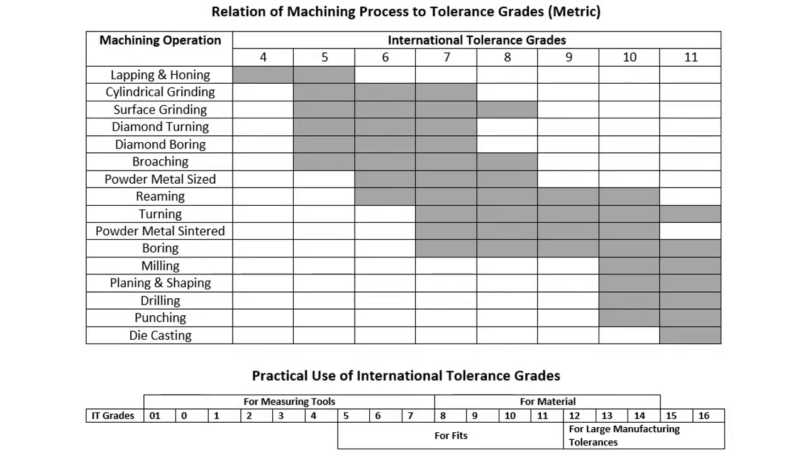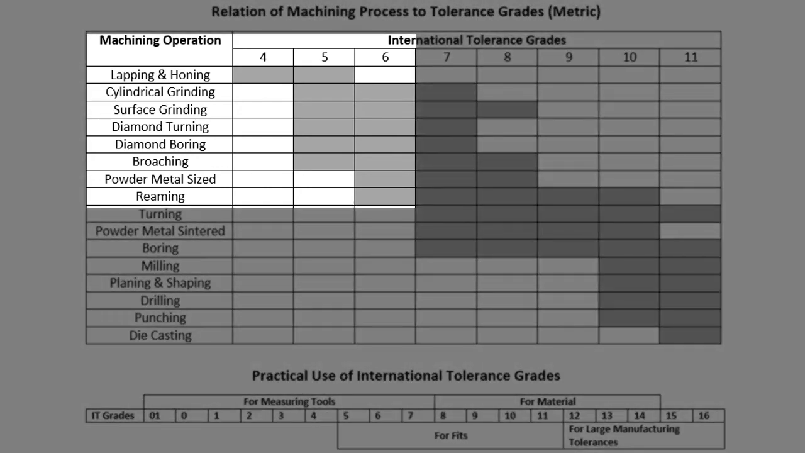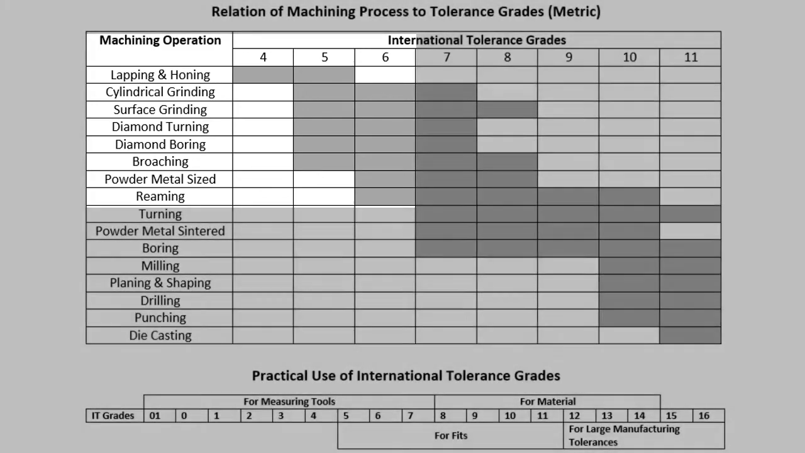Prior to using this chart, I would first determine the required feature size and tolerance. Then I would see what manufacturing methods are available to meet the tolerance requirements. For example, if I determine that a hole requires an international tolerance grade of 6, from the chart I can see that this hole could be produced by cylindrical grinding, diamond boring, broaching, or reaming.